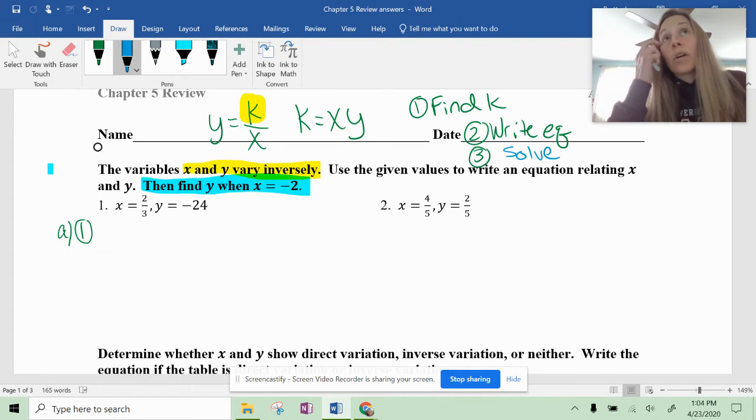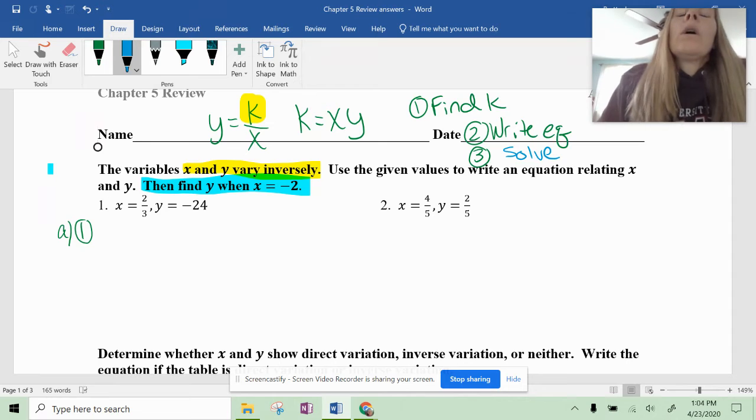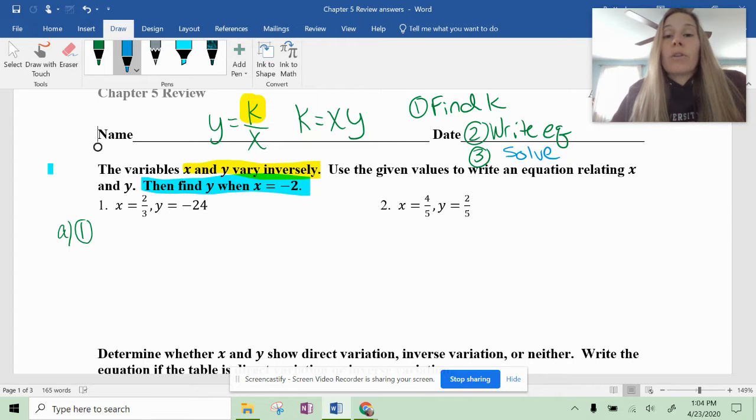But a lot of times people will try to skip one and go to the end. So when you're taking the test, you gotta be careful because sometimes it asks you for the equation, sometimes it'll ask you for the solution. So you have to make sure you're not skipping all the way to the end.